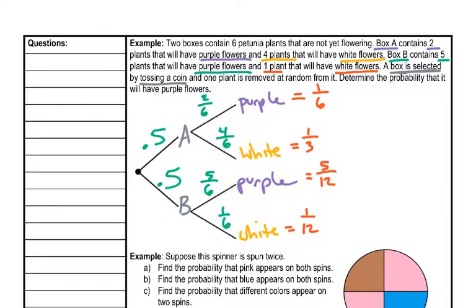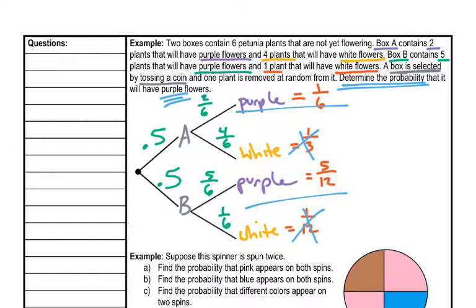So again, if we wanted to add all of these up, we should get in the end a total of 1, probability of 1. Our question, the actual thing, other than just building this tree diagram, is what is the probability that it's going to have purple flowers? So we don't actually care about what happens with the white flowers. We only want to look at the probability that we would get purple.